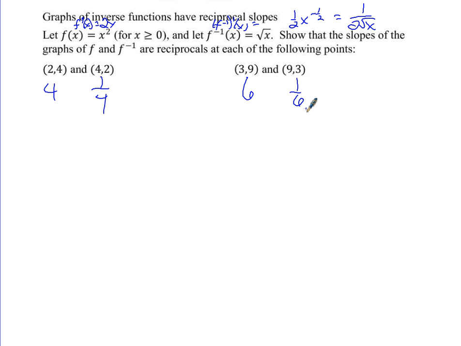So obviously I picked points that were going to work out to nice numbers so that we could solve this problem quickly. But the idea is, for any ordered pair for this function, when you find the inverse, swap the x and the y, plug them into the derivative, and you will wind up with the reciprocal of what you had in the first place.